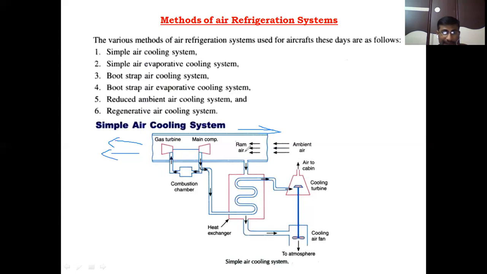And the air which is used for cooling process, the ram air that enters the heat exchanger, will be sent to the atmosphere through a certain mechanism, a cooling air fan mechanism. This fan is coupled with the turbine, because the turbine produces some amount of work. That work is used to run the fan.